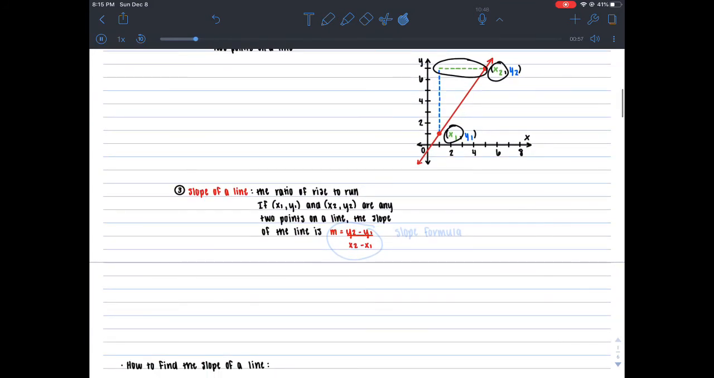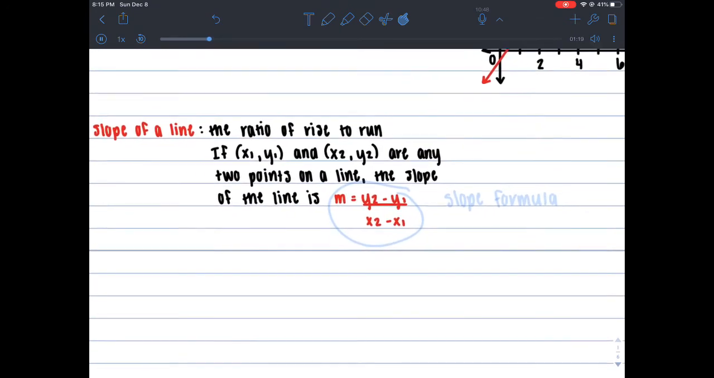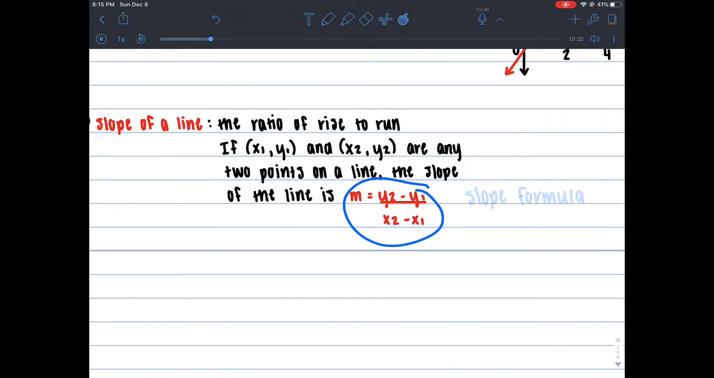Last, you need to know what the slope of a line is. The slope of a line is the ratio of rise to run. If (x1, y1) and (x2, y2) are any 2 points on a line, the slope of the line is m equals y2 minus y1 over x2 minus x1. This equation is what we call the slope formula, and this is what we will be using for our equations later on.